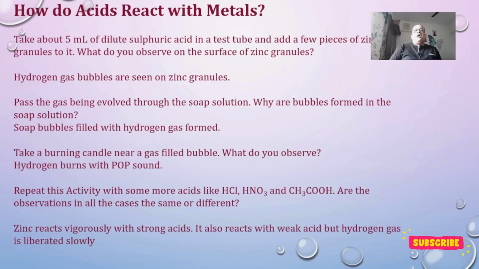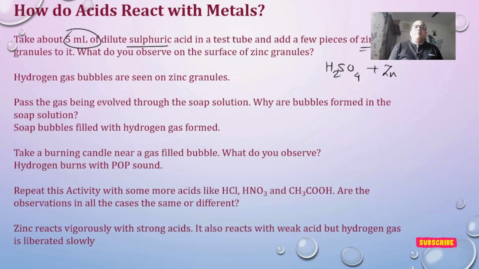Now let's see how acids react with metals. Let us see the reaction of acid with metal. For this, we are going to take 5 ml of dilute sulfuric acid in a test tube and add a few pieces of zinc granules to it. What we see is that hydrogen gas bubbles are seen on the zinc granules. So hydrogen gas is released.